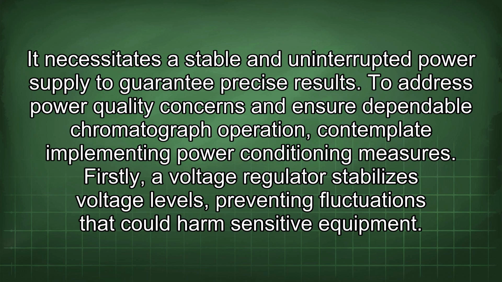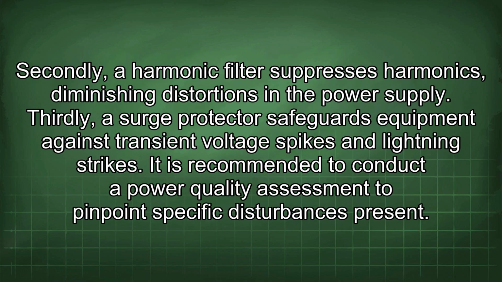To address power quality concerns and ensure dependable chromatograph operation, contemplate implementing power conditioning measures. Firstly, a voltage regulator stabilizes voltage levels, preventing fluctuations that could harm sensitive equipment. Secondly, a harmonic filter suppresses harmonics, diminishing distortions in the power supply. Thirdly, a surge protector safeguards equipment against transient voltage spikes and lightning strikes.